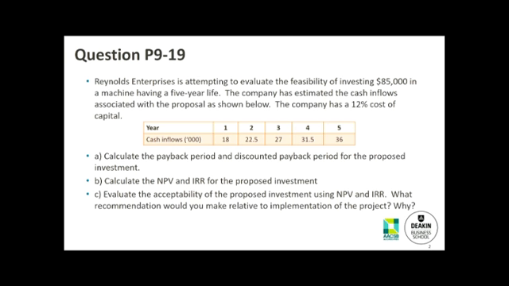The company has estimated cash inflows associated with the proposal, shown below. The company has a 12% discount rate. Cash flows there. Now, A, B, C, 3 things. A asks you to calculate payback and discounted payback.